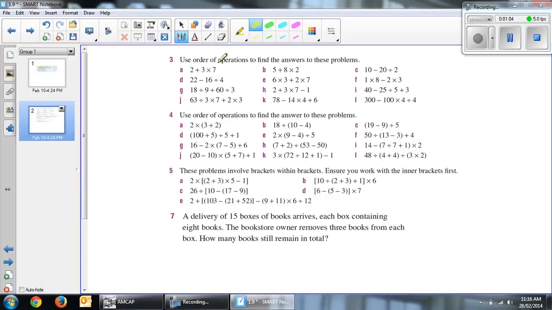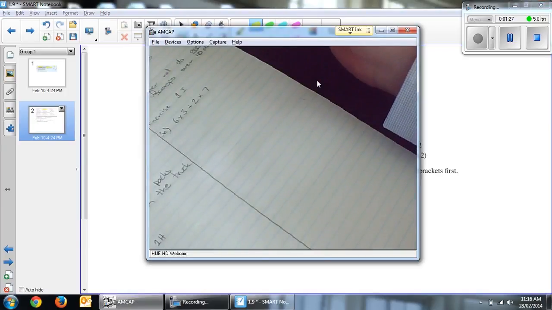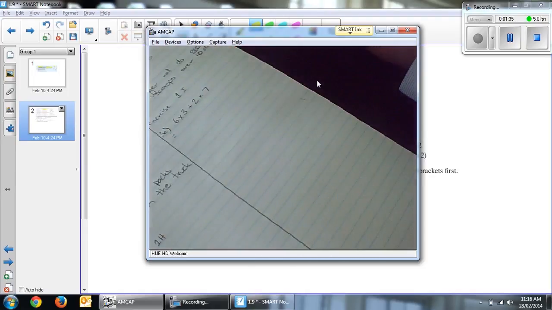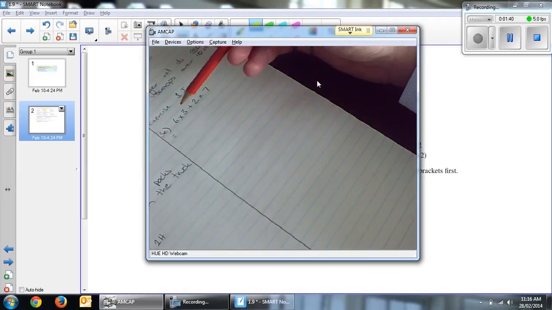So let's have a look at some of the questions. Use order of operations to find the answers to these problems. This is also where setting out becomes really important. So I'm going to do 3e, which is 6 times 3 plus 2 times 7. So we need to work down our page. In this instance, we have 2 multiplication signs and an addition sign. Order of operations states that I need to do multiplication first. So I'm going to do my 6 times 3 first.